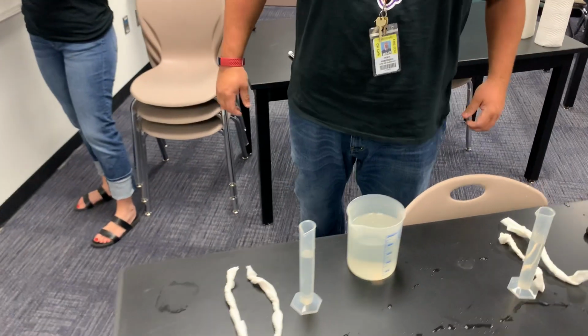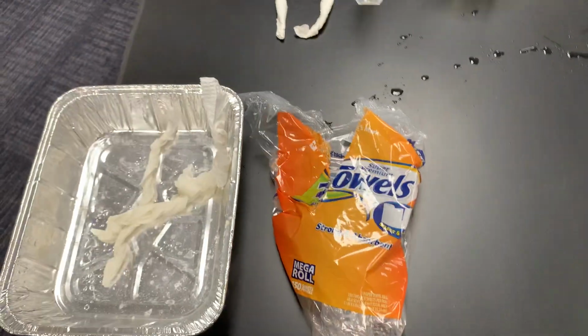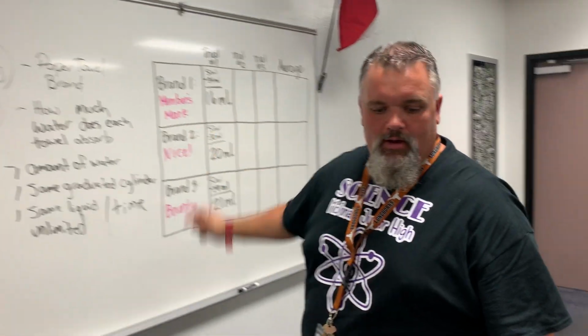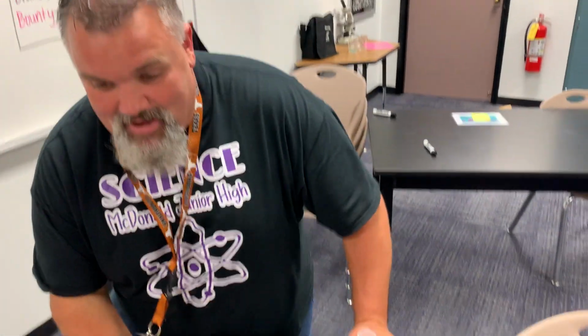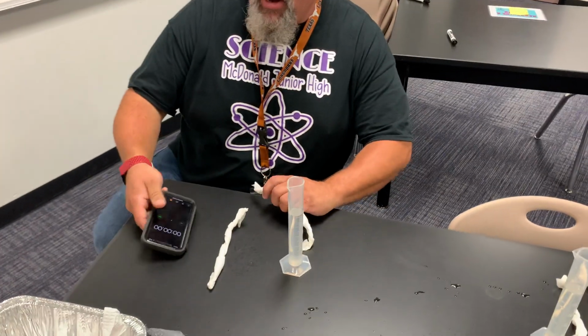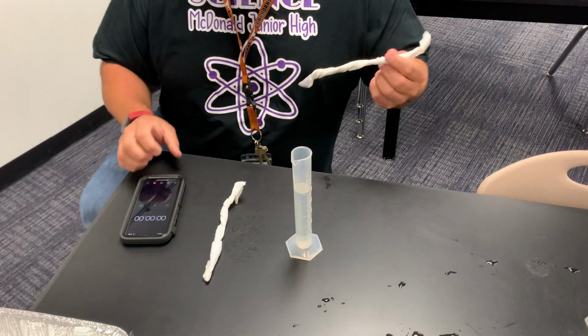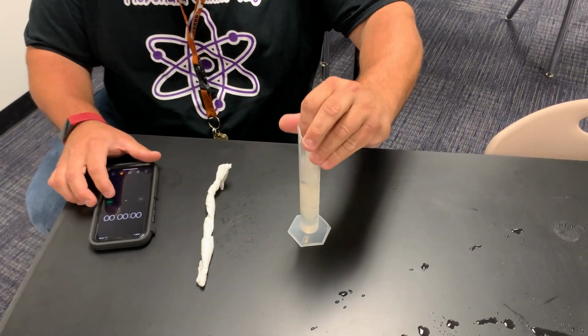Well, as I reset for round 2, here we go. So we're back to the member's mark, but we're moving to trial 2, okay? So let's get the clock. We have to keep those controlled variables intact. Never forget the controls or you throw off your entire experiment. So we're back to 50 milliliters and we're going to start now.